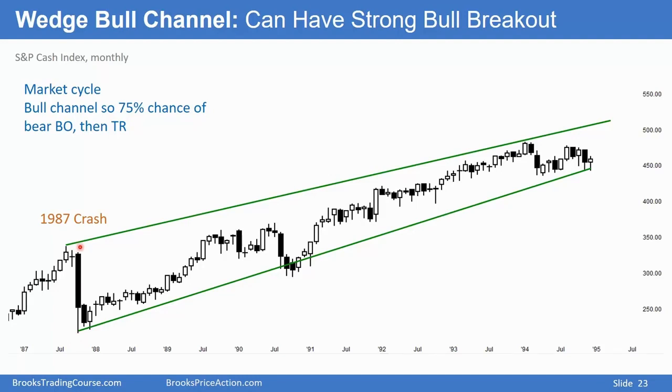In any case, what I'm trying to illustrate here is we have a channel, 75% chance you'll get a bear breakout and then the evolution into a trading range. But there's a 25% chance you'll get a bull breakout and then the start of a new market cycle.